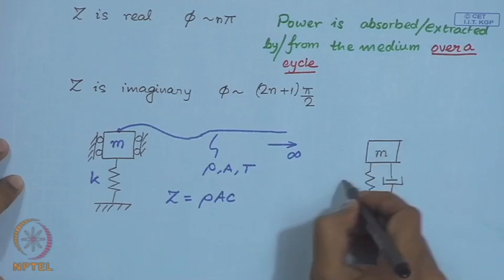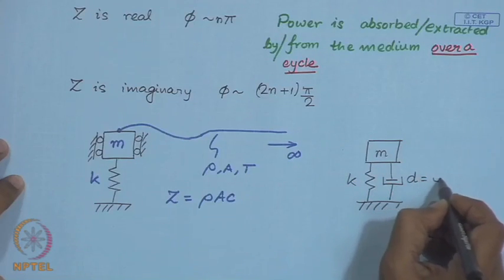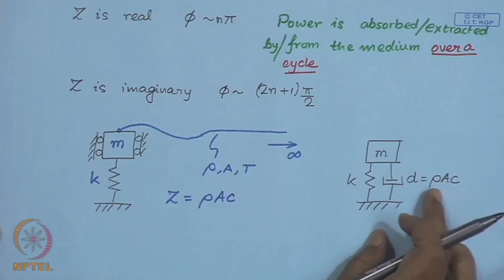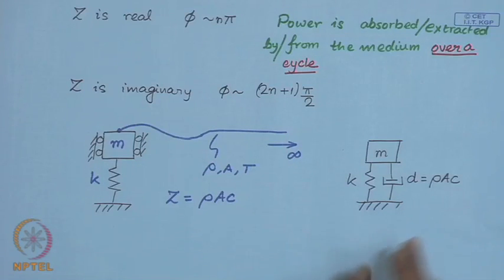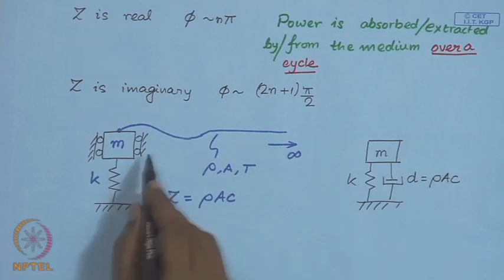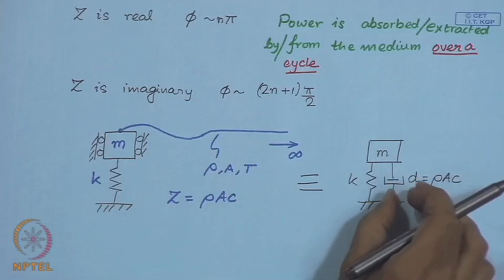and therefore, I can think of this system as a damped oscillator with the damping coefficient rho A c, which is the impedance of the string. So, impedance is force divided by the velocity. So, this is the damping. So, here you find that energy is being radiated out. This is an equivalent model of this system.